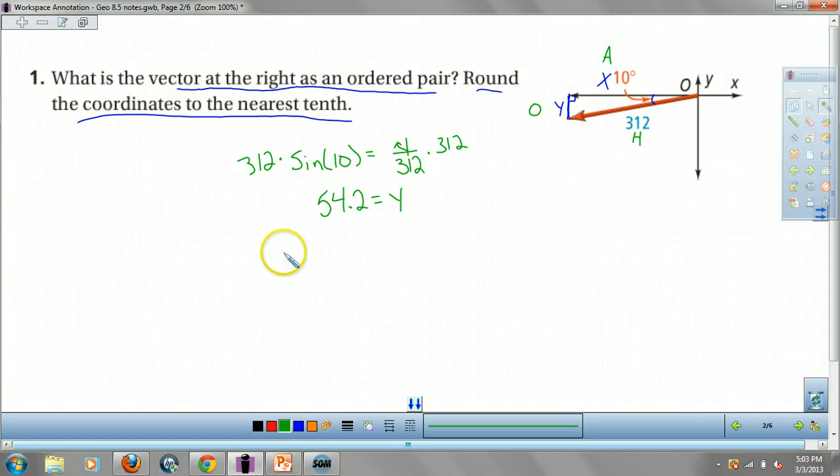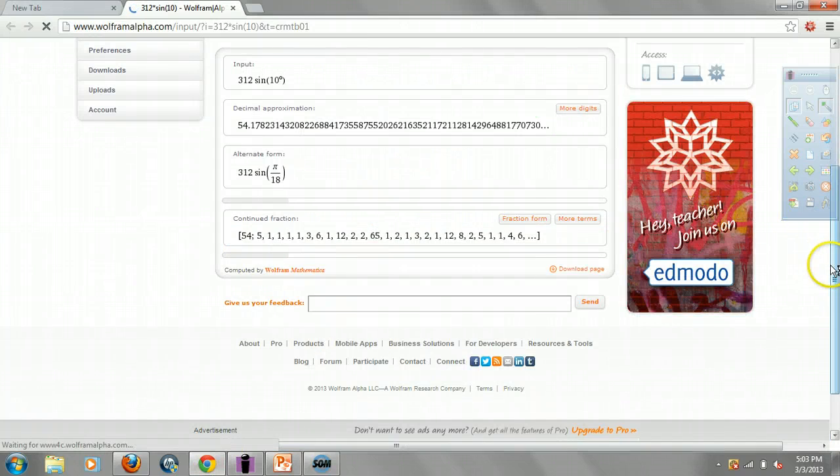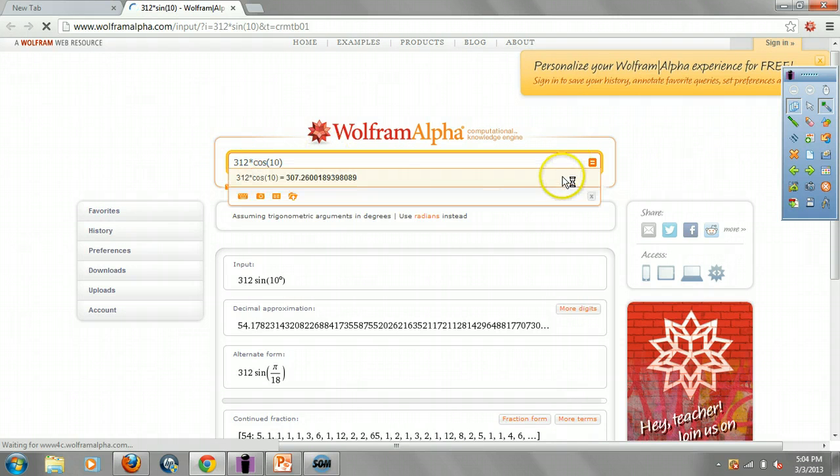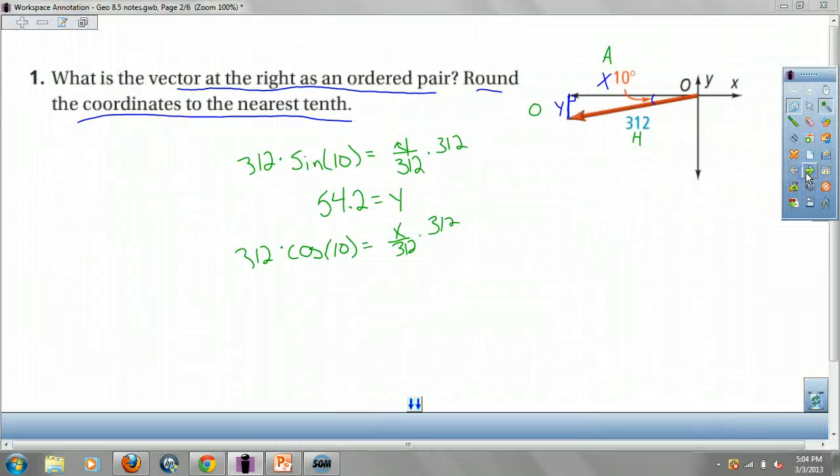Now for X, we're going to set up a very similar equation. But this time we're going to use cosine, right? That's my adjacent, my ka. So cosine of 10 equals my X over 312. Same steps. Times by 312, and I plug that into my calculator. Wolfram Alpha. If you guys haven't discovered Wolfram Alpha, you're missing out. We get 307.3.